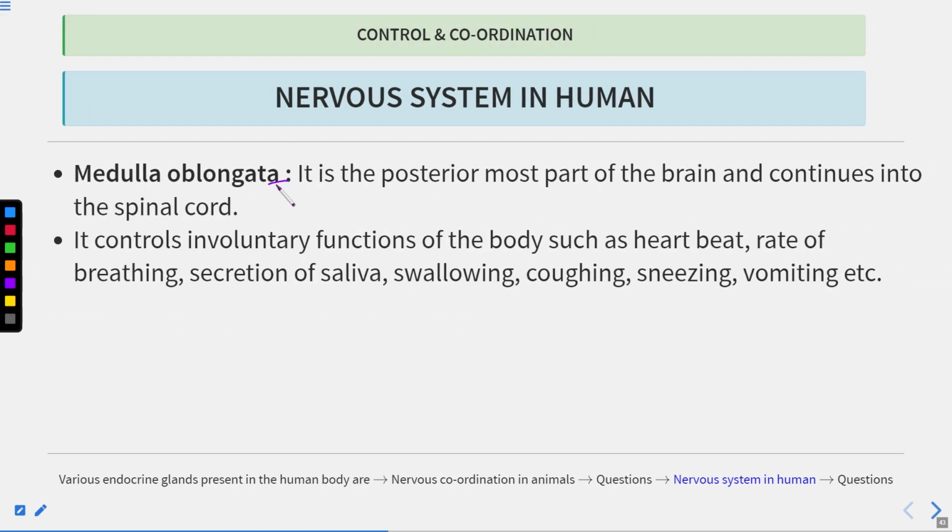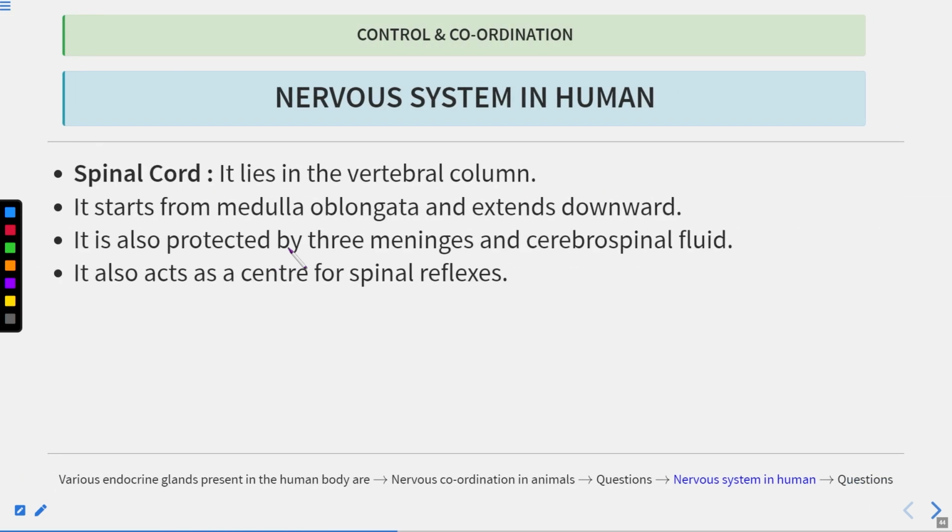Now let's talk about the medulla oblongata. It is the posterior most part of the brain and continues into the spinal cord. It controls involuntary functions of the body such as heart rate, rate of breathing, secretion of saliva, swallowing, coughing, sneezing as well as vomiting. All these activities are involuntary activities. They are not under our control. They happen by themselves.